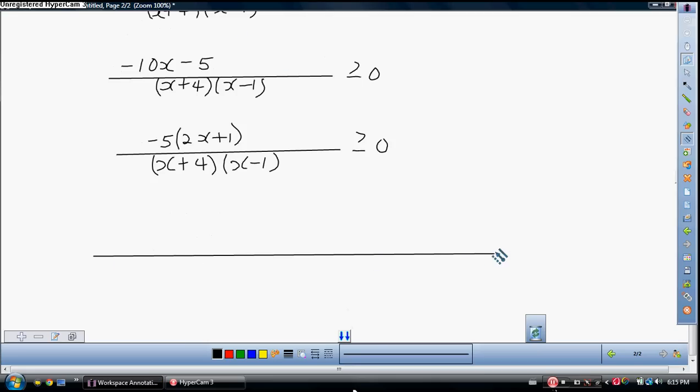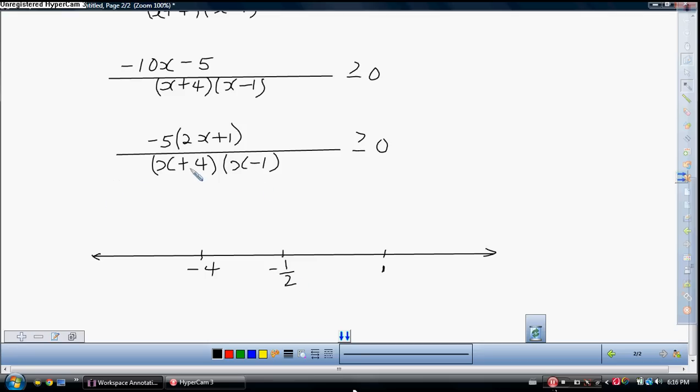I'm going to make a number line here, and I'm going to put all the values that make the numerator and denominator 0. The value of x that would make this term 0 would be negative 4. The value of x that makes this expression 0 would be 1. And the value of x that makes this expression 0 would be negative 1/2.